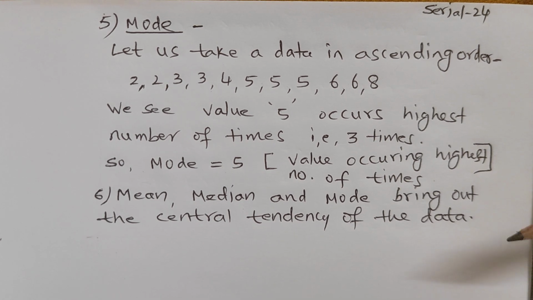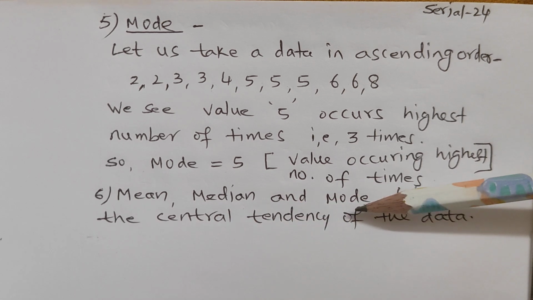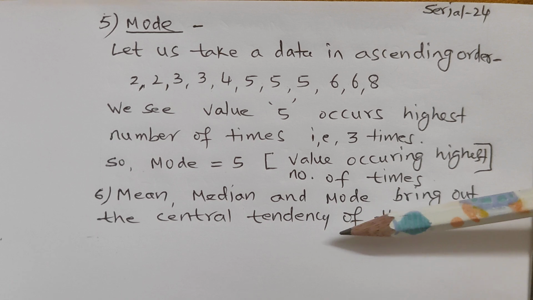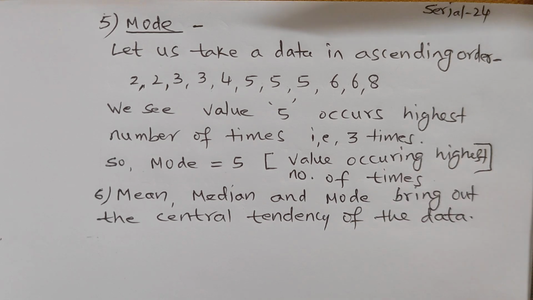We have seen today mean, median and mode. They all bring out the central tendency of the data. Whatever data we have, maybe it is 5, 10, 15 or so, whatever it is, the purpose is to bring out the value in the middle of the data. All these three parameters have their own importance, which will be clear to you when you go to the higher classes. This is all for the time being.